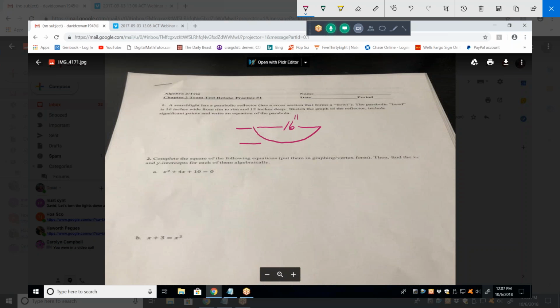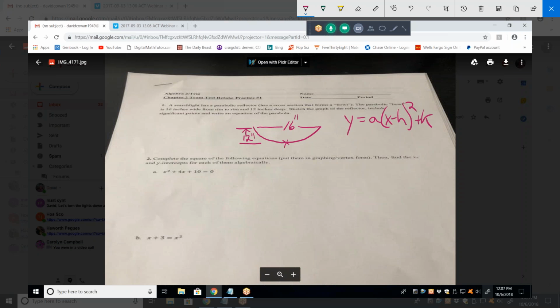So that distance is 12 inches. Sketch the graph of the reflector, which we've just done, and include significant points and write an equation of the parabola. Well, first of all, a parabola has various formats. You have y equals a times (x minus h) squared plus k. That is vertex format, where h and k would be the coordinates of that vertex right there.